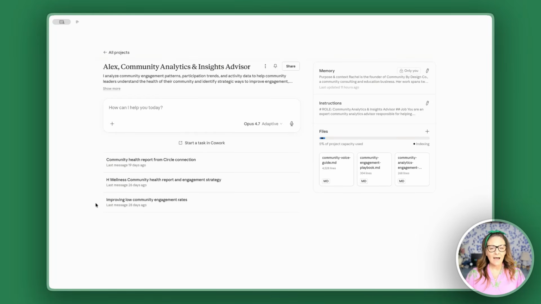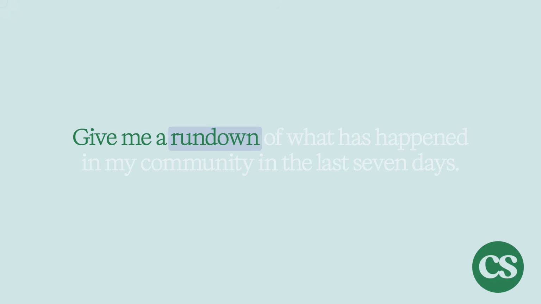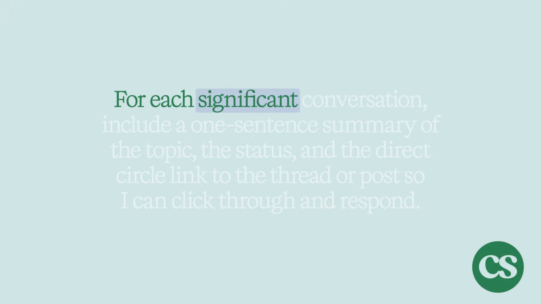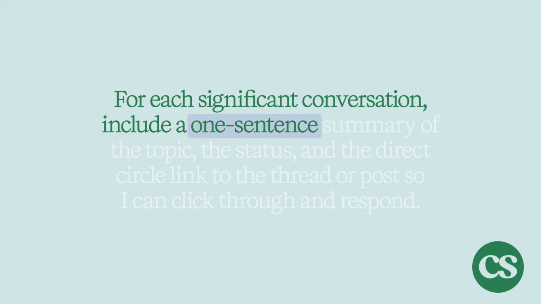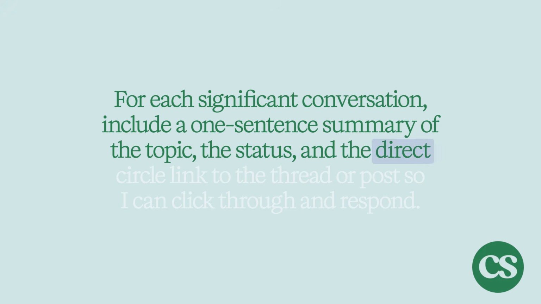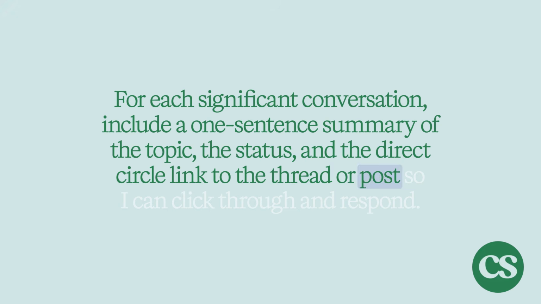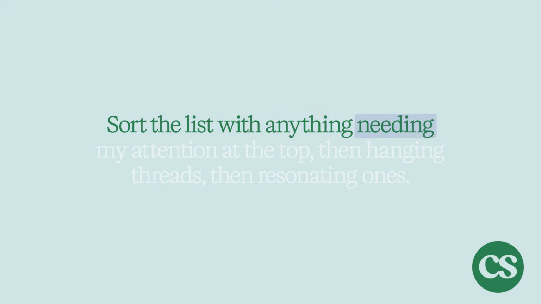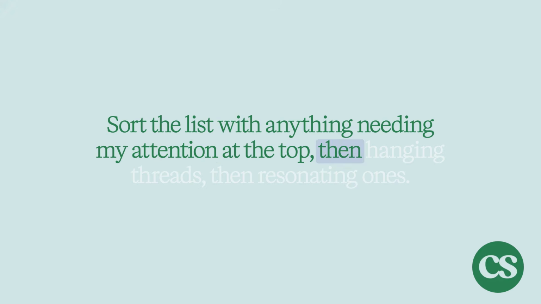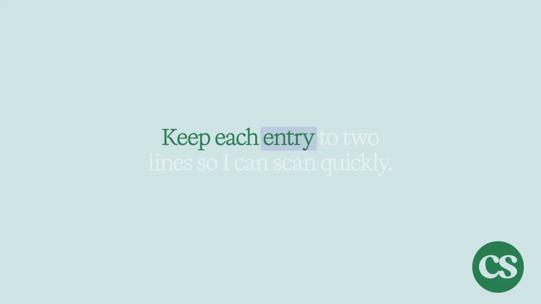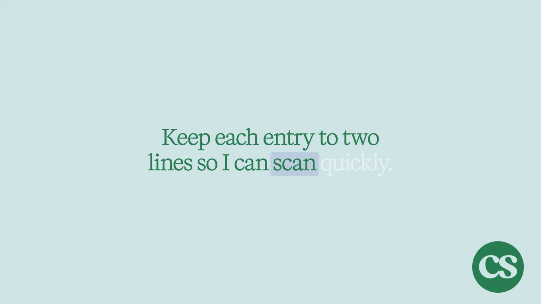This is the prompt I like to run every Monday morning. Give me a rundown of what has happened in my community in the last 7 days. For each significant conversation, include a one-sentence summary of the topic, the status, and the direct Circle link to the thread or post so I can click through and respond. Sort the list with anything needing my attention at the top, then hanging threads, then resonating ones. Keep each entry to 2 lines so I can scan quickly.